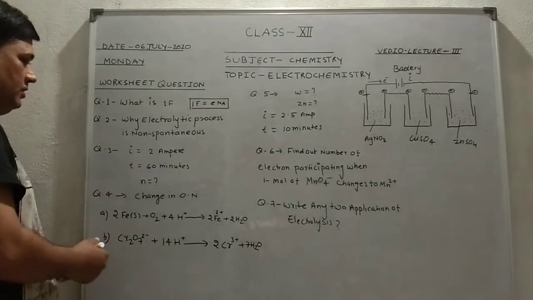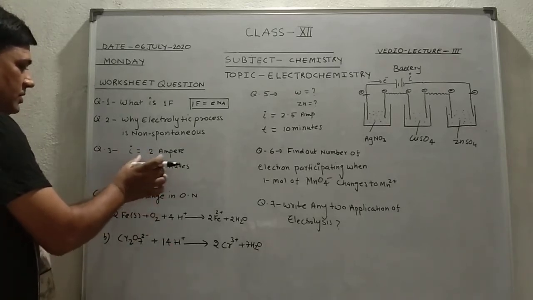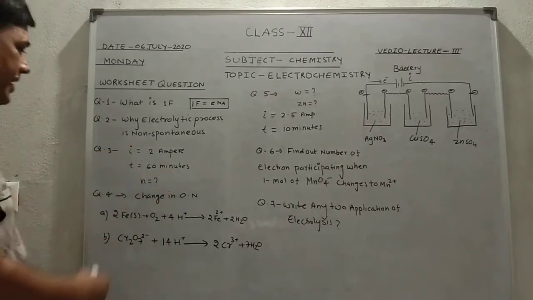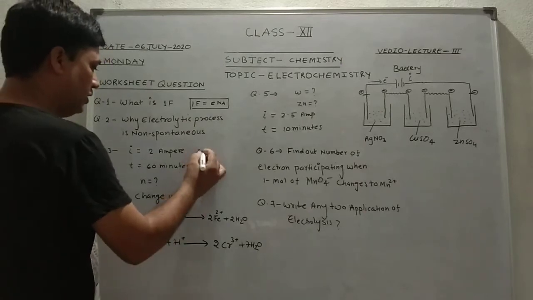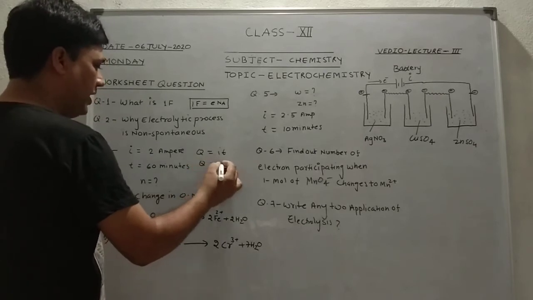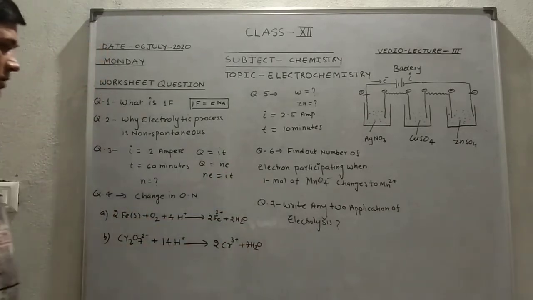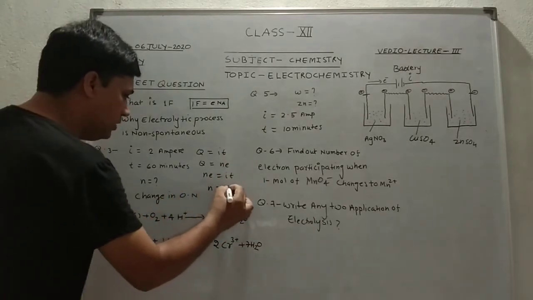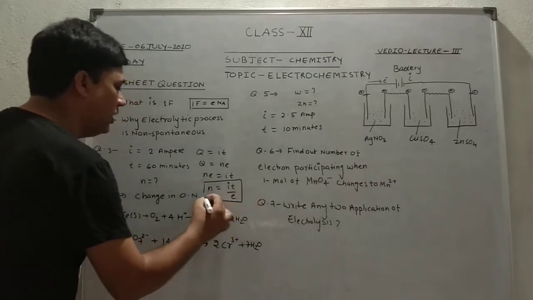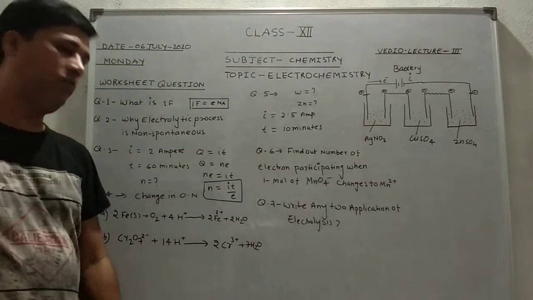Next question is: if current is 2 ampere and time is 60 minutes, then the number of electrons passing through a particular wire can be calculated as Q is equal to IT and Q is equal to NE. Then NE is equal to I into T, so N is equal to IT divided by e. With the help of this formula, we can calculate the number of electrons passing through the metallic wire.